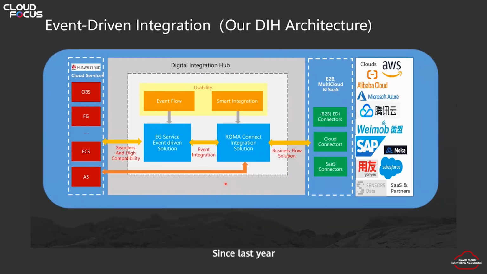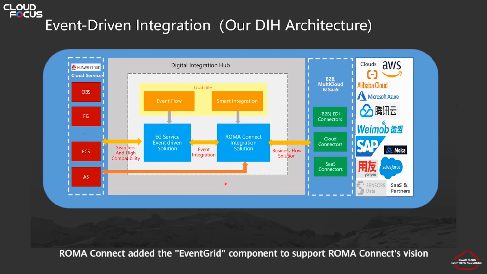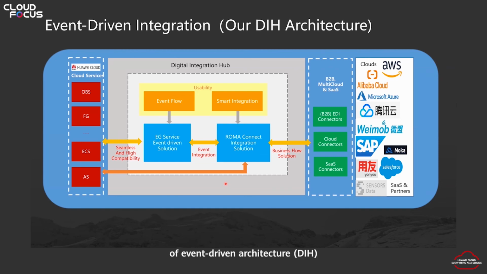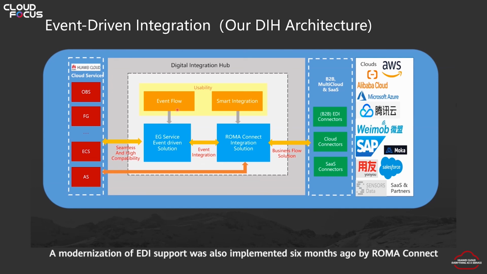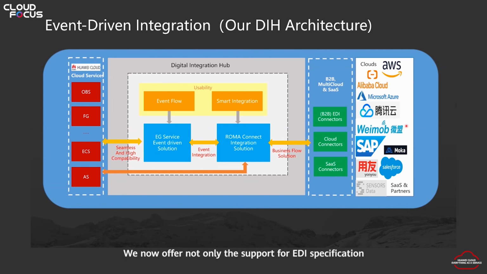Since last year, ROMA Connect added the event grid component to support ROMA Connect's vision of event-driven architectures, a technology that enables us to integrate applications, data, and cloud services more effectively across regions and across clouds. A modernization of EDI support was also implemented 6 months ago by ROMA Connect. We now offer not only support for the EDI specification, but also bi-directional tools that can support EDI document transformation with different protocols.